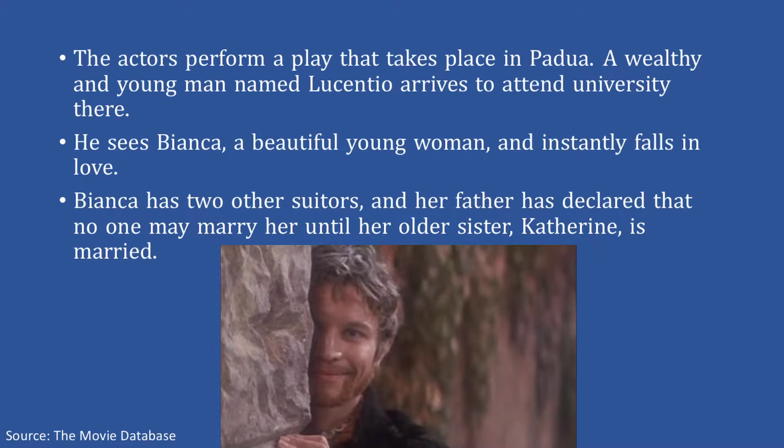The actors perform a play that takes place in Padua. A wealthy young man named Lucentio arrives to attend a university there. He sees Bianca, who's a beautiful young woman, and instantly falls in love with her. Bianca has 2 other suitors, and her father has declared that no one may marry her until her older sister Catherine is married.